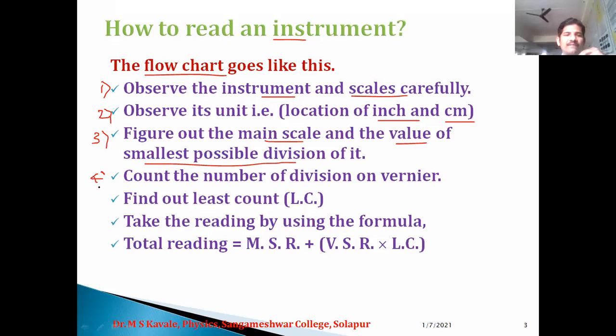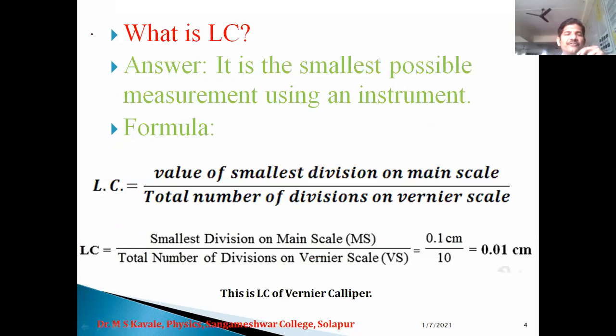Fourth, count the number of divisions on Vernier scale. Then fifth, find out least count. Then sixth, take readings by using the formula: total reading is equal to MSR plus VSR into LC. Now, what is LC? LC means least count, and it is the smallest possible measurement using an instrument.